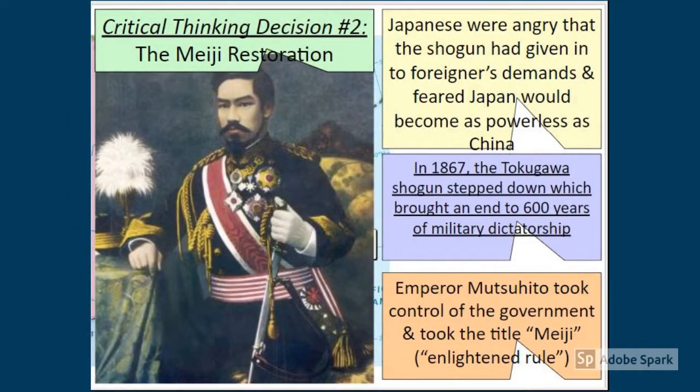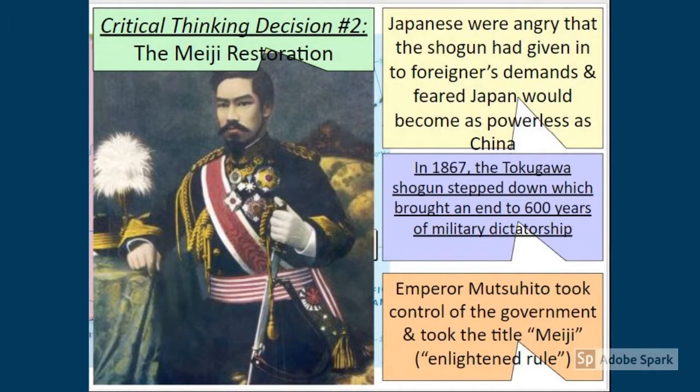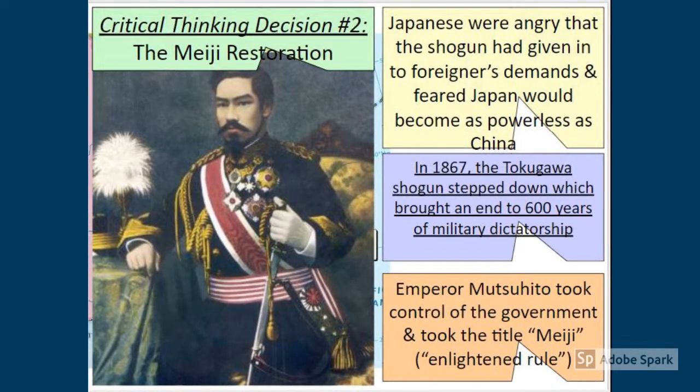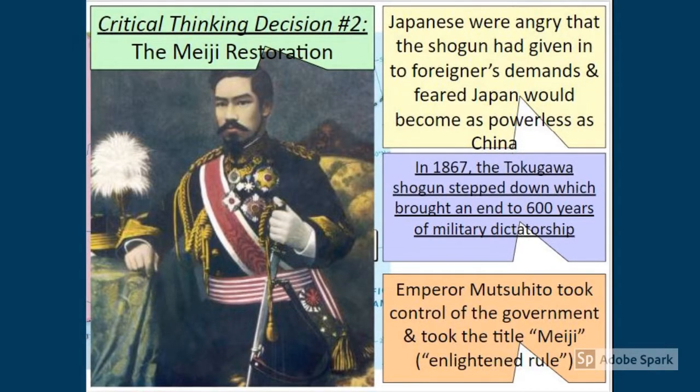So now, Japan is in a pickle. How do they get these foreigners out of their country when the foreigners are bigger and have better technology than them? The Japanese knew if it came to a fight, they would lose. Well, some big changes are on the horizon for Japan. They started to turn on their shogun because he was the person who signed those unequal treaties. So now Japan is afraid they will end up as powerless as China is.